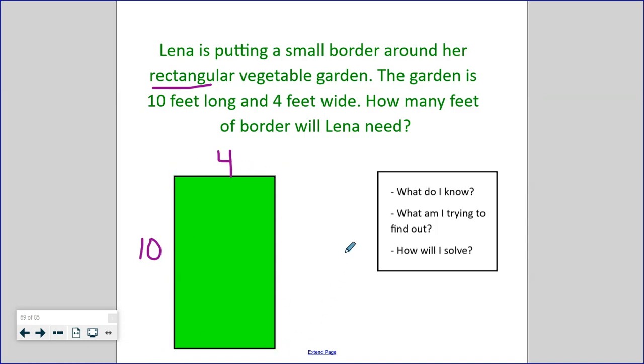So what are we trying to find? We're trying to find the perimeter. So that's, again, we're trying to find the whole. Remember, perimeter is the length of all the sides. So would I add 10 plus 4?